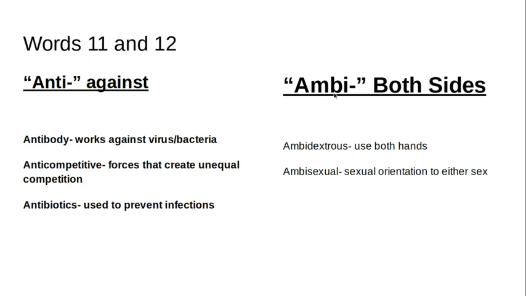Ambi, some of you guys might have this trait, means both sides. So someone who is ambidextrous is able to use both hands. They can bat right-handed and left-handed. They can write right-handed and left-handed. Ambisexual means they have a sexual orientation to either sex, male or female. Transsexual would be a very similar type of term.